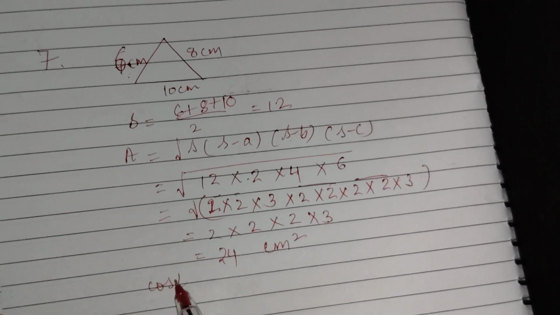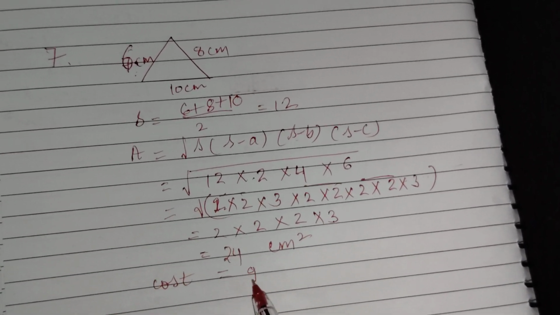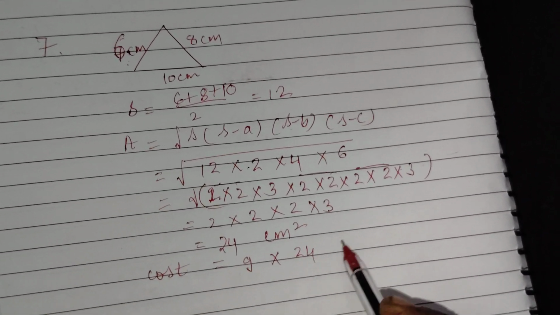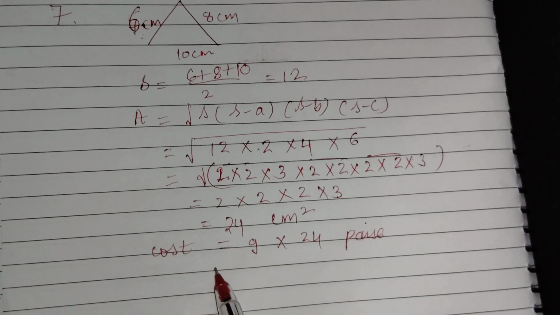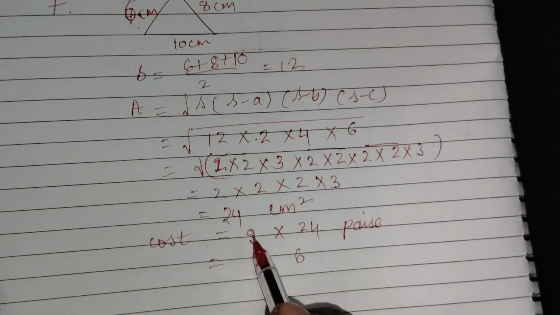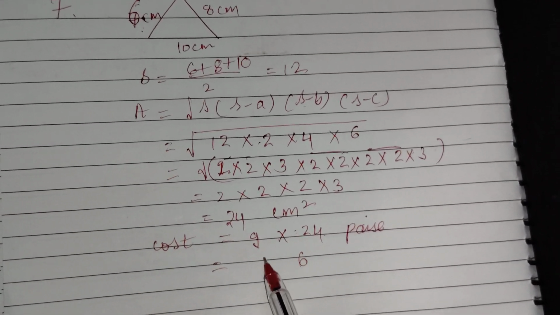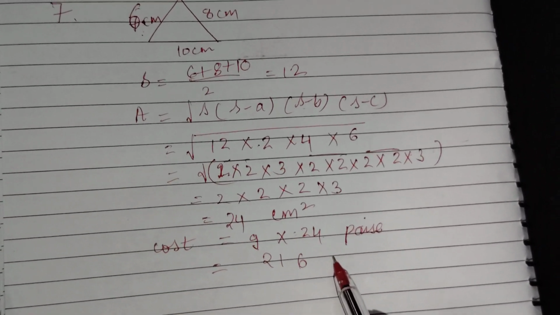So the cost we find by multiplying it with 9 paise. So 9 into 24 gives us the cost in paise: 9 times 4 is 36, 9 times 2 is 18, plus 3 is 21. So 216 paise.